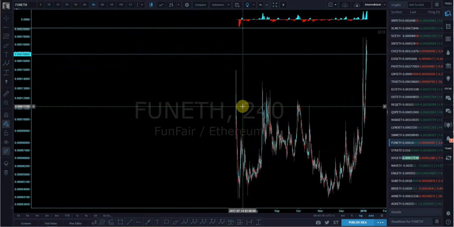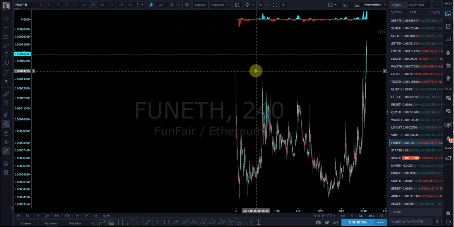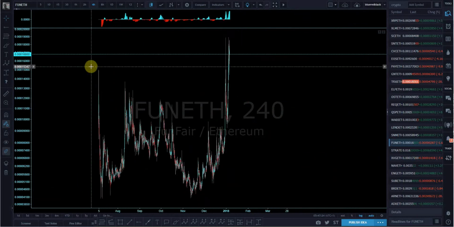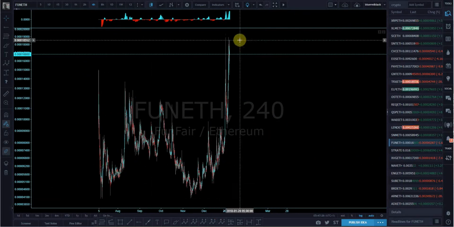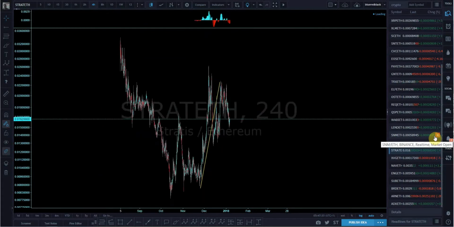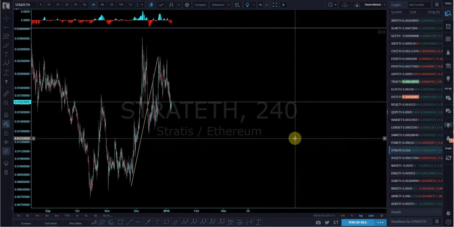Funfair. The Bitcoin chart on this might be a little bit more complete, but let's say that's the move up, 1, 2, 3, and then you get your next move up. Stratus. There is some hype about this coming to Coinbase, which who knows? I really don't care.